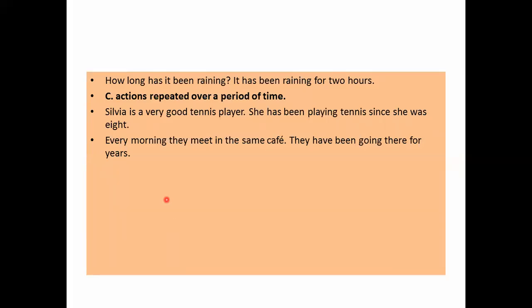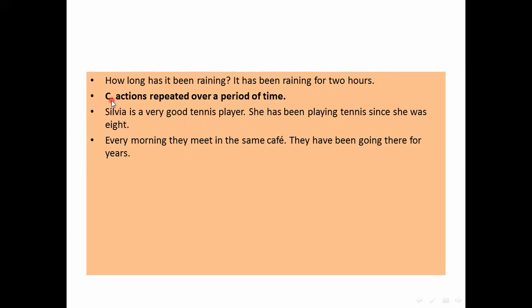Another example, how long has it been raining? So here the question is about the duration of the action of raining. How long has it been raining? So this is the answer. The answer is focusing on emphasizing the period of time, the duration of time. It has been raining for 2 hours.